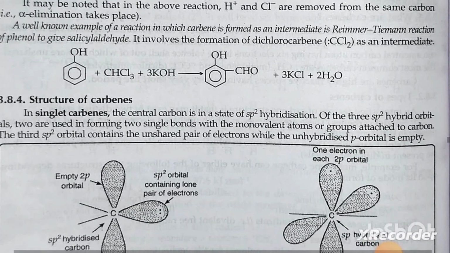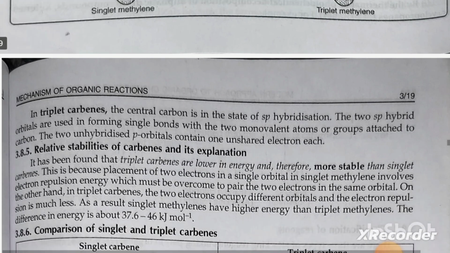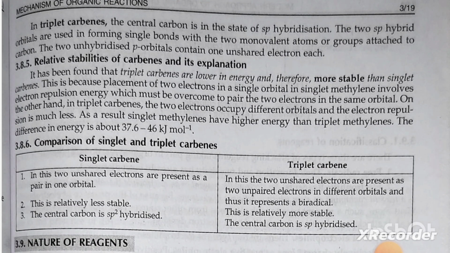Fourth, structure of carbene. In singlet carbene, the central carbon is in the state of sp2 hybridization. Of the three sp2 hybridized orbitals, two are used in forming two single bonds with a monovalent atom or group attached to carbon. The third sp2 orbital contains the unshared pair of electrons, while the unhybridized p orbital is empty. In the triplet carbene, the central carbon is in the state of sp hybridization. The two sp hybridized orbitals are used in forming single bonds with the two monovalent atoms or groups attached to the carbon. The two unhybridized p orbitals contain one unshared electron each.